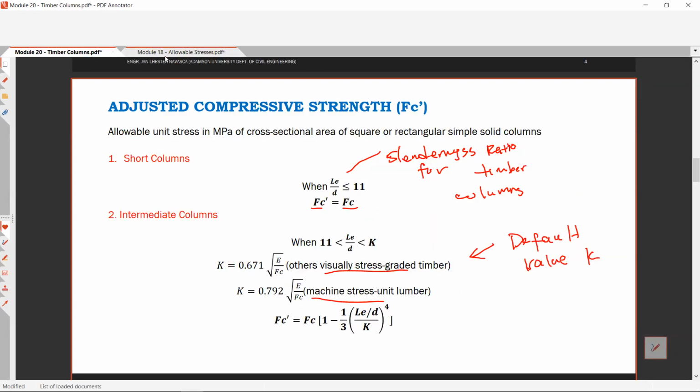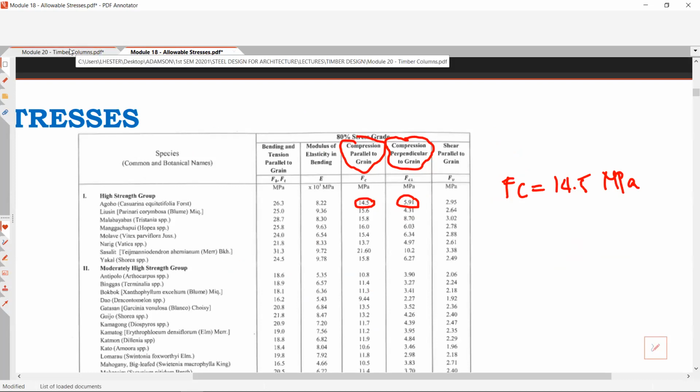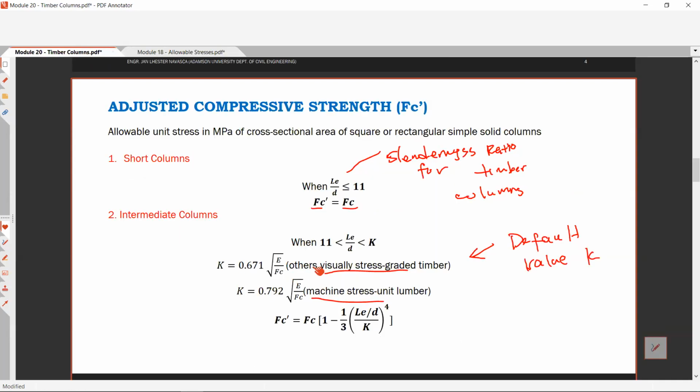When your arrangement is perpendicular to the grain, the FC you should put here is 5.91 for compression perpendicular to the grain. Okay? So that is visually stress graded timber. For machine stress timber, your value of K is equivalent to 0.792 square root of E over FC. Okay?